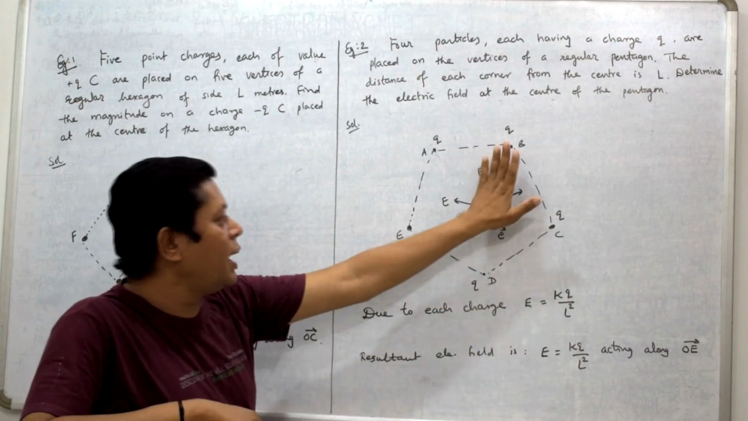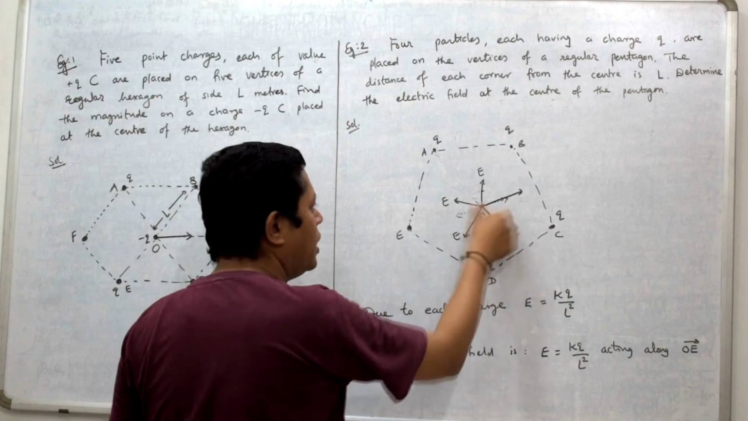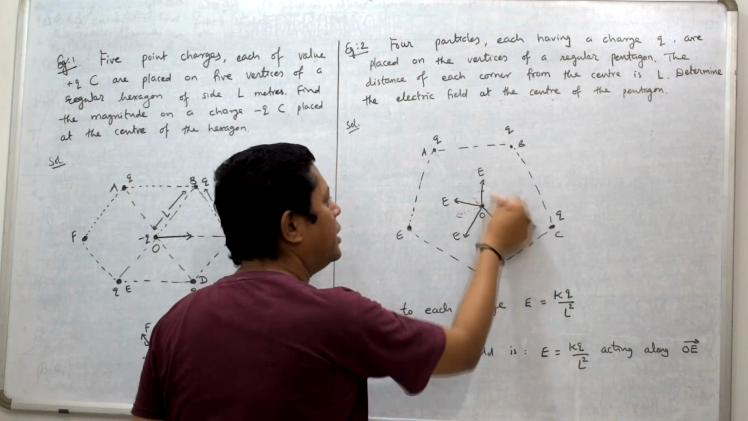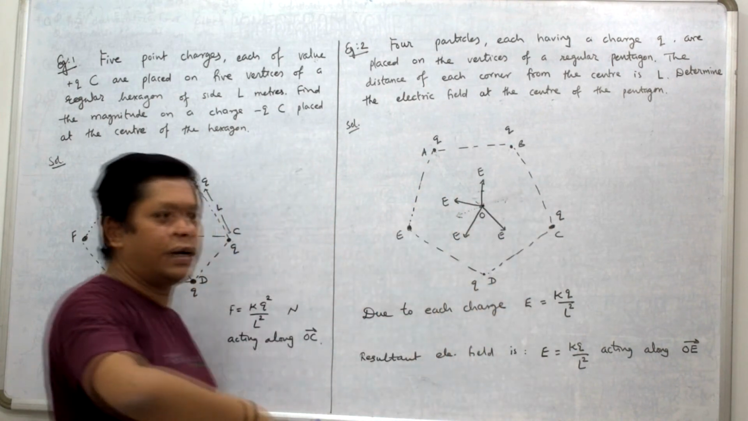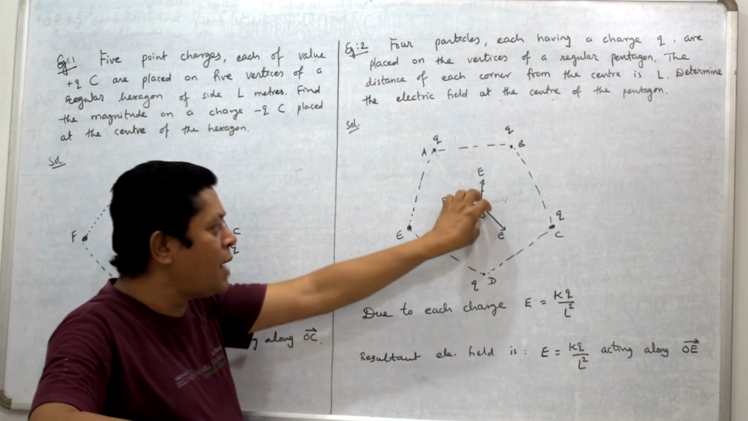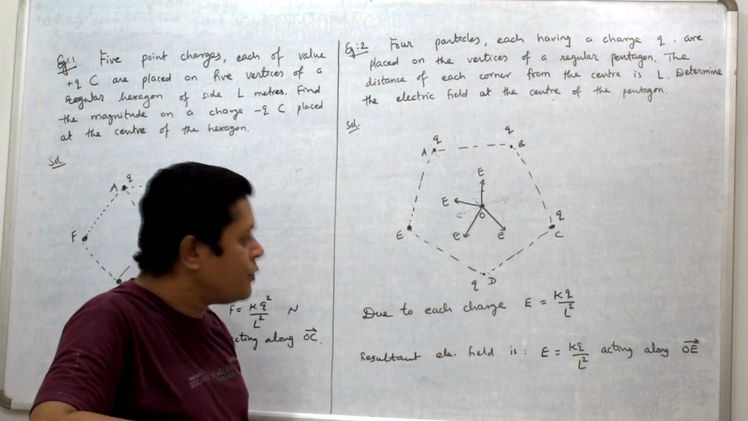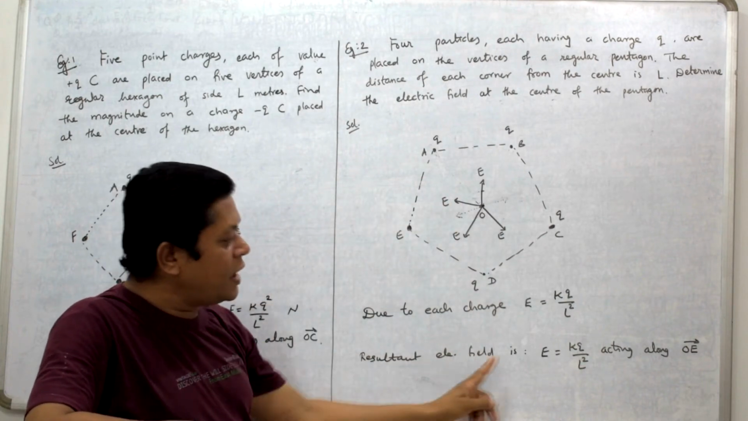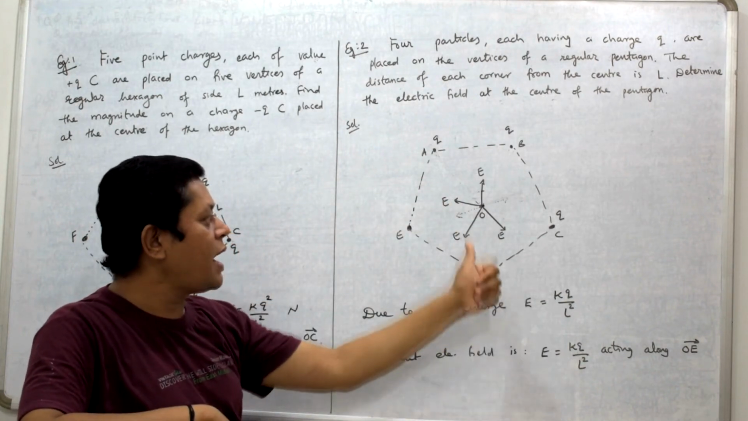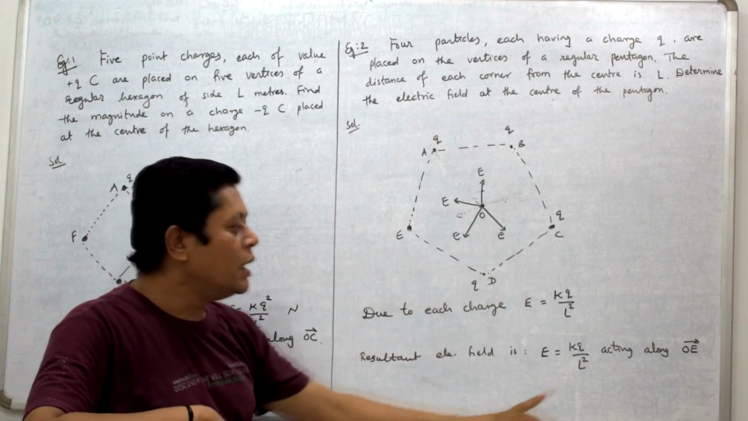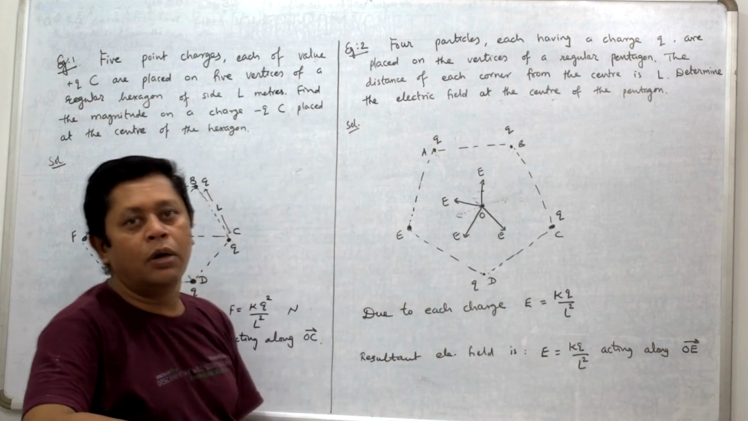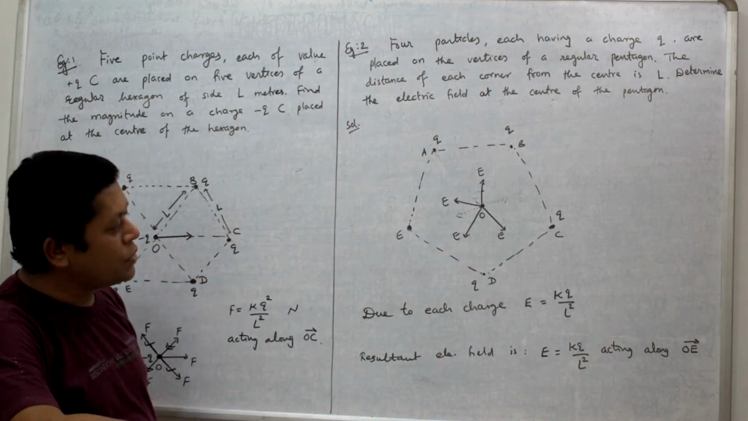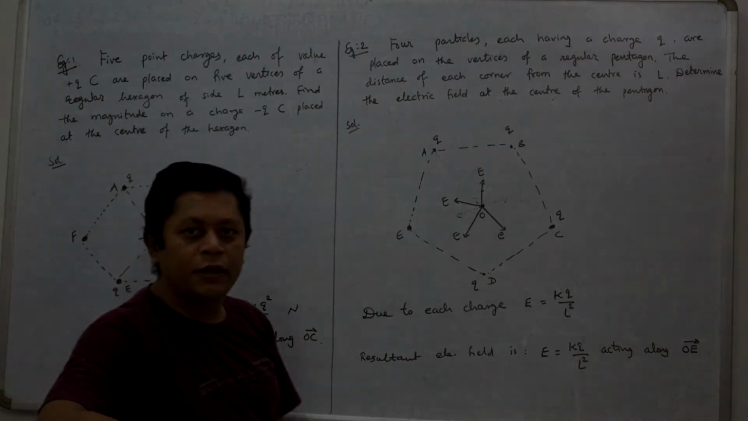So we can say that if this charge Q is not here, then the resultant of the remaining 4 electric fields will be equal in magnitude and opposite in direction. So the resultant electric field is kq by L square acting from O to E, along the direction O to E. This way you can find the resultant electric field due to a system of charges.